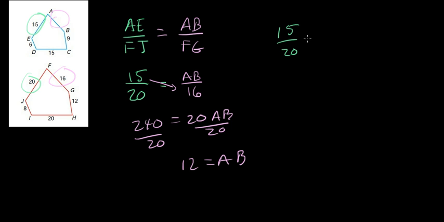15 over 20, does that equal 12 over 16? Well, if I divide the top and bottom by 5, I get 3 over 4. If I divide the top and bottom here by 4, I get 3 over 4. 3 over 4 equals 3 over 4. So everything checks out there. So that's nice and pretty, isn't it?